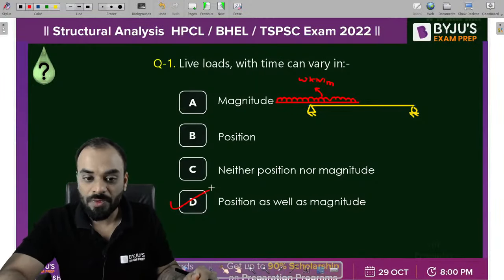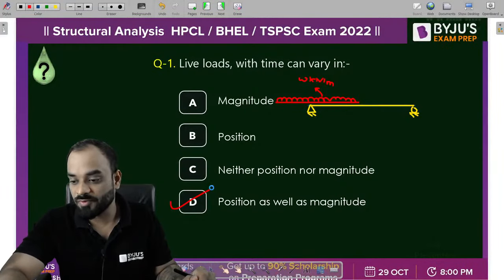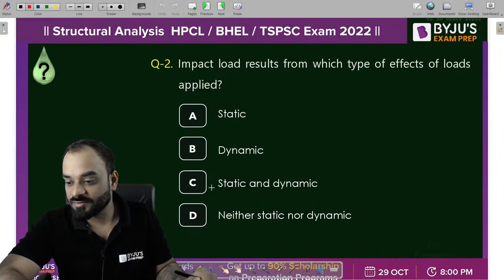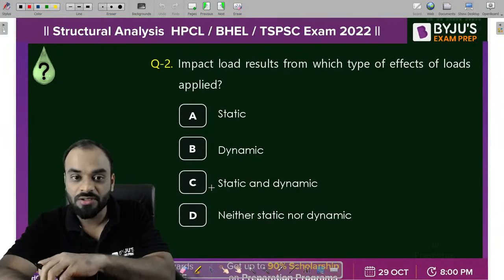Hello, Santu, how are you? D is the correct answer for the problem. Very nice, Vali. Very nice, Santu, Gurpreet, Afrid.